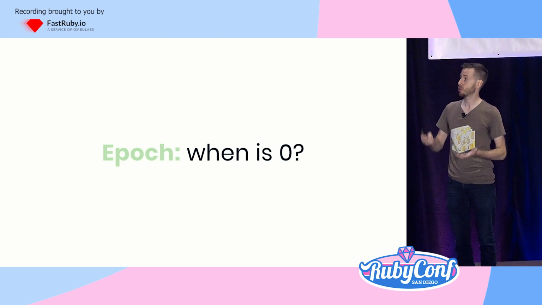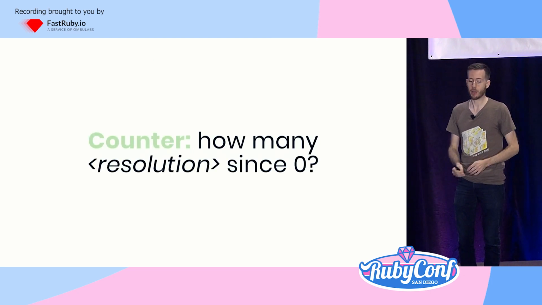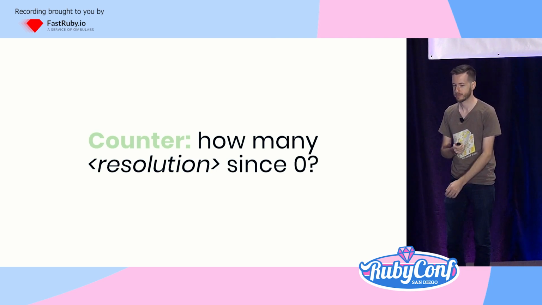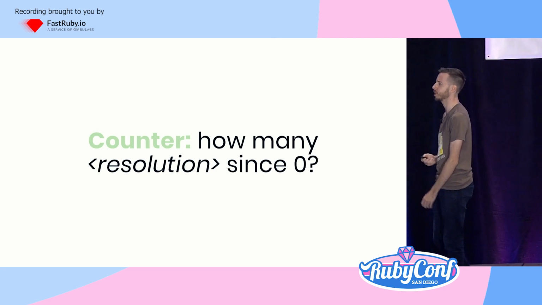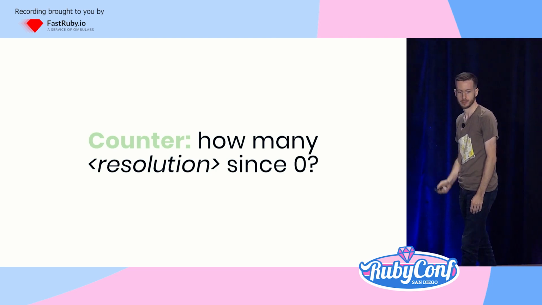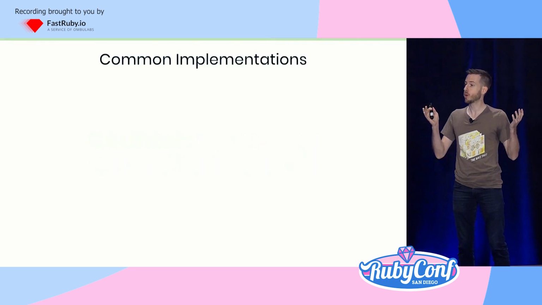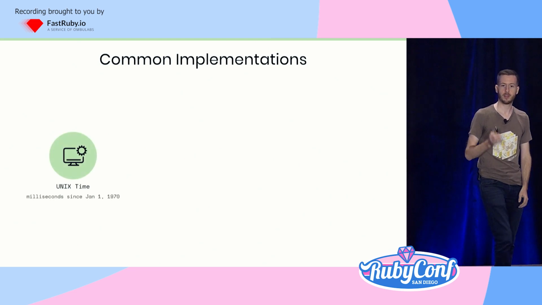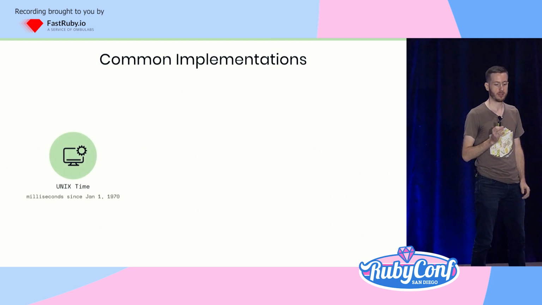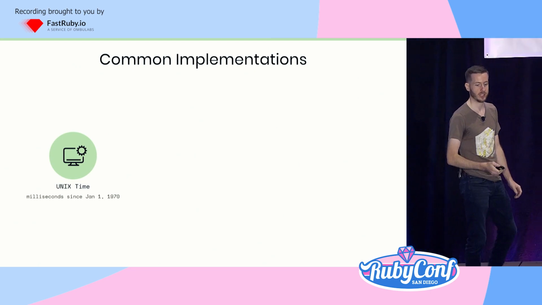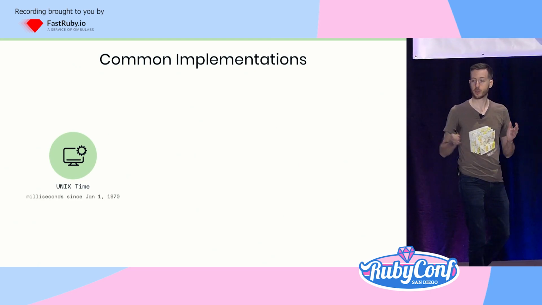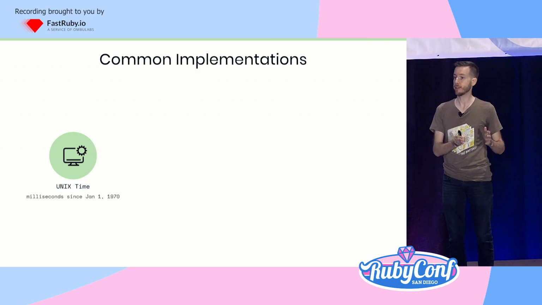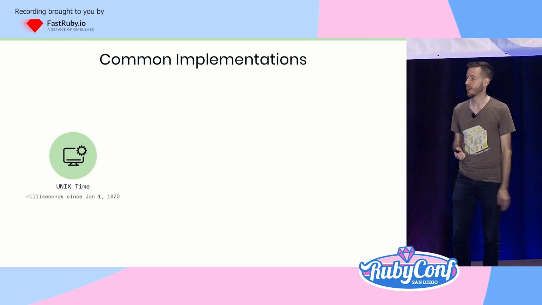And a counter is just going to be a straight up number. How many of whatever resolution you've picked since that zero point? Let's look at a few real world examples. A common one that I'm sure all of you have run into is Unix time. This is the number of milliseconds since January 1st, 1970. January 1st, 1970, that's our epoch, and the counter stores milliseconds, that is our resolution, since that zero point.